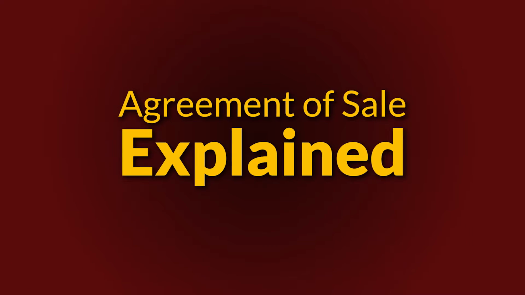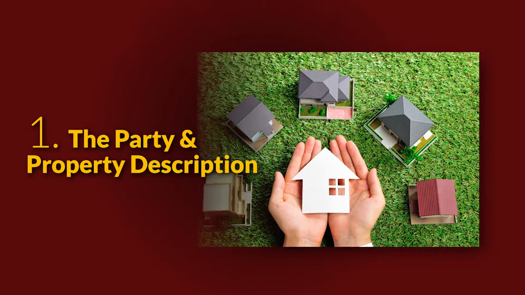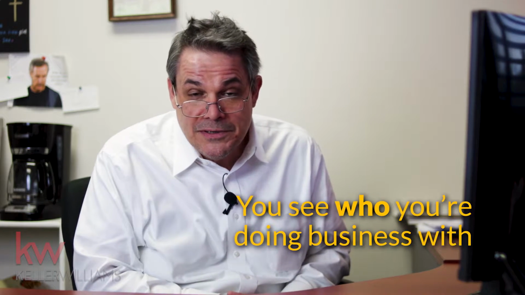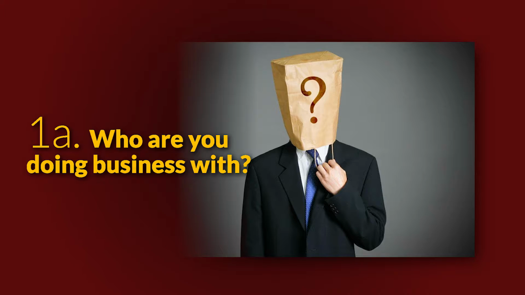The first one that I want to go over today is the party and the property description. The reason why this is very important is number one, you find out who it is that you're doing business with. Are you doing business with an individual? Are you doing business with an LLC? And the important thing in this section is who you're doing business with and where they are located.